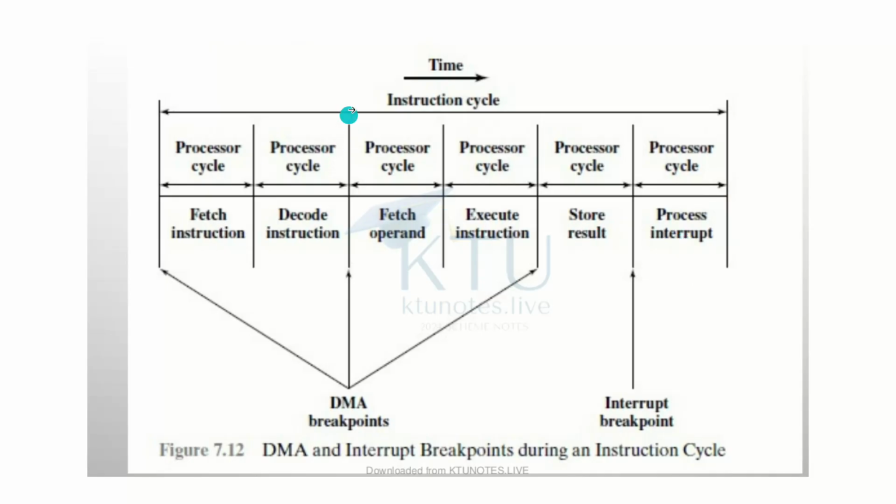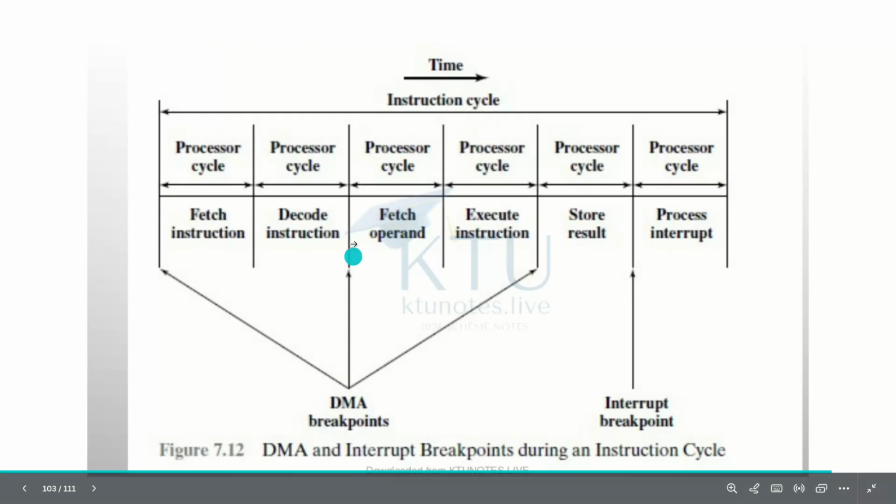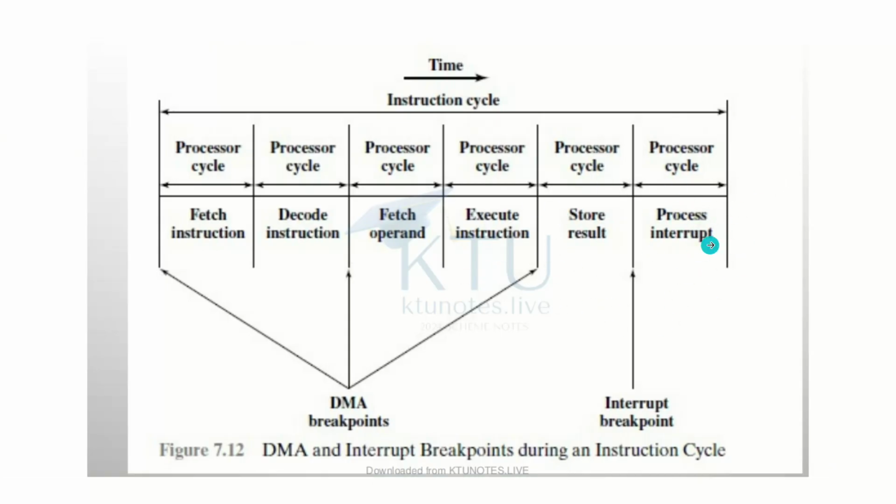Understood? So in our total instruction cycle, we have the fetch instruction, decode instruction, fetch the operand, and we have to understand here the fetch instruction, decoding instruction, then fetch the operand and execute the instruction. So in this executing, decoding the instruction, after the decoding instruction, fetch instruction, these are the DMA breakpoints. Then after storing the result, we have the interrupt breakpoint. Finally, after the result and all is finally stored, then we will go and process the interrupt.